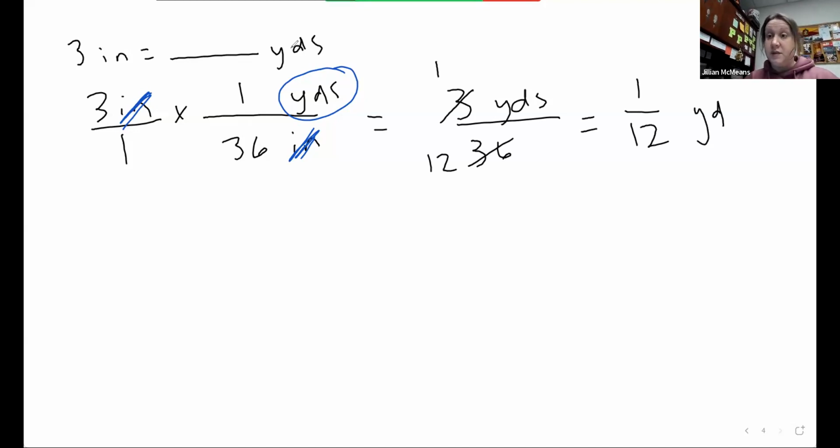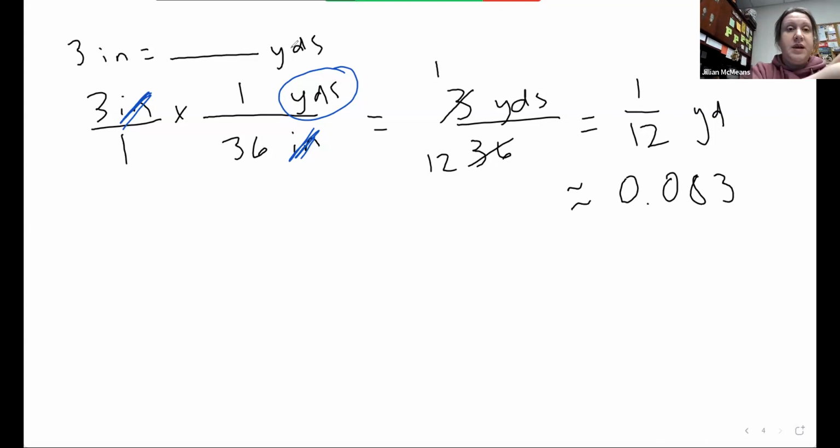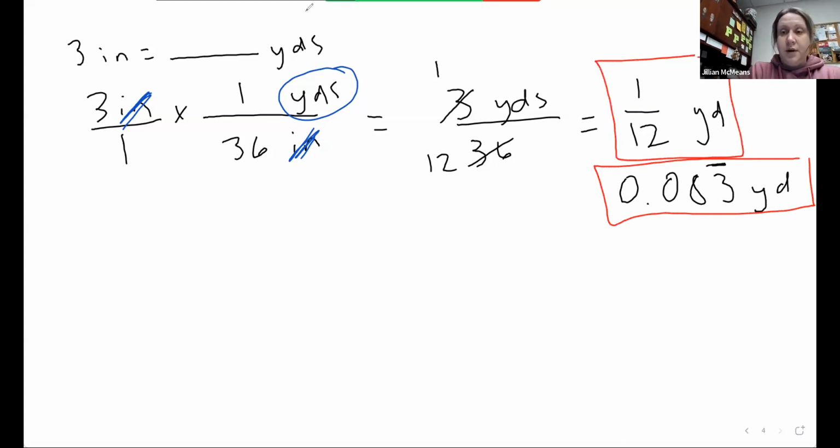Now, if the directions specified that they wanted a decimal, you would just take 3 divided by 36, and you would get 0.083. It does have a repeat on the 3, so it's 0.083333333. You can just put a little bar over the 3, and that tells the reader that the 3 repeats. Again, my preferred answer here would be 1/12 of a yard, but if the directions tell you to write your answer as a decimal, please do so. Either of these would be correct.